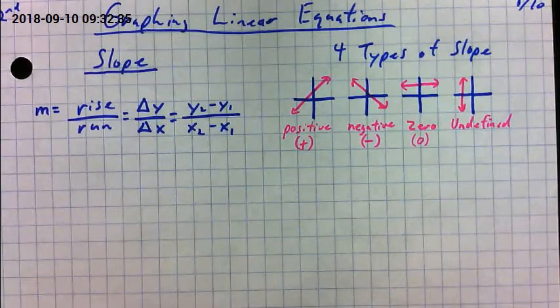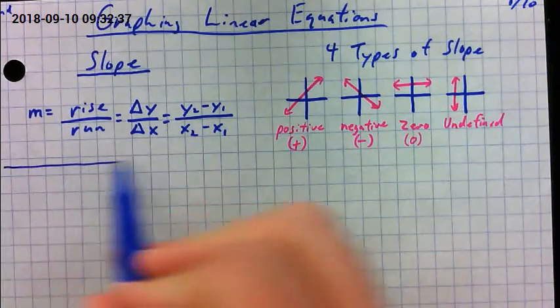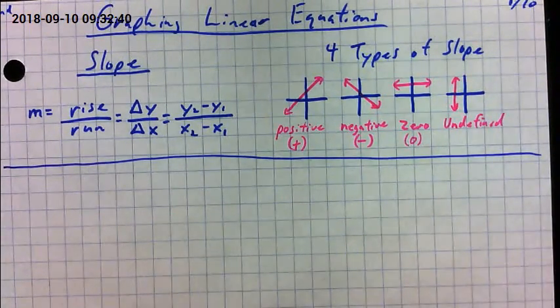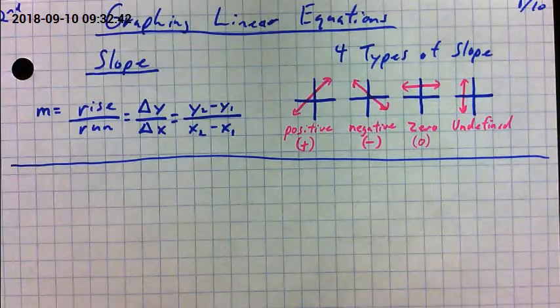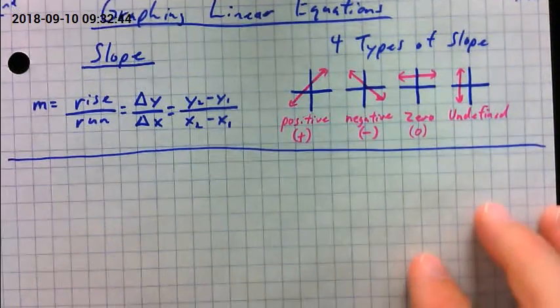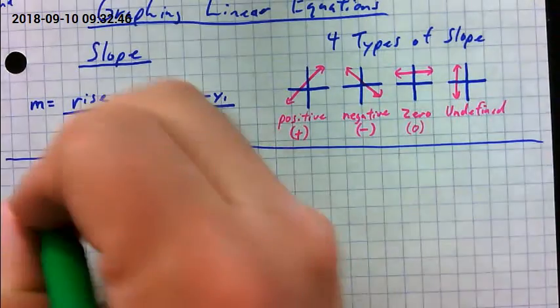So let's take a look at two problems real quick. So we're going to find slope on two graphs, all right?